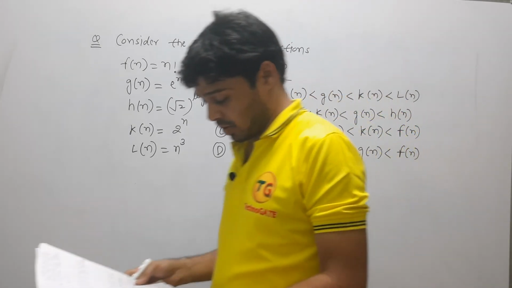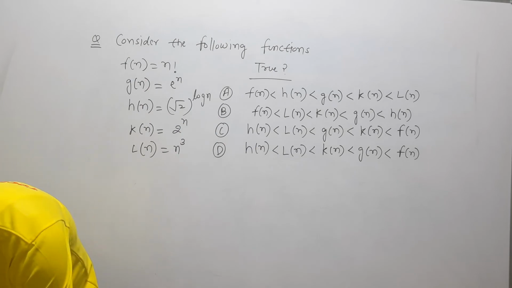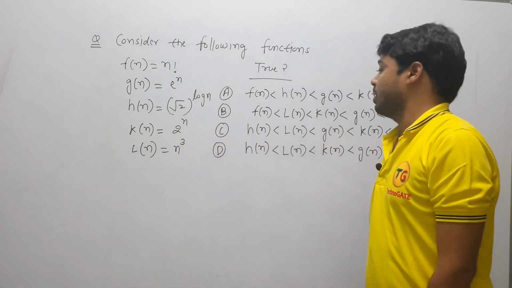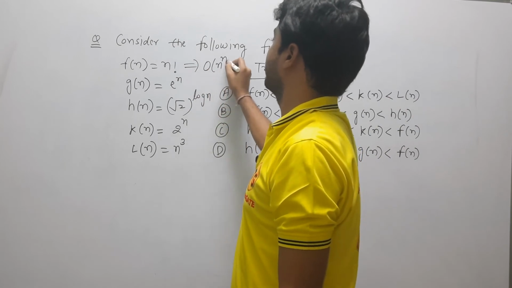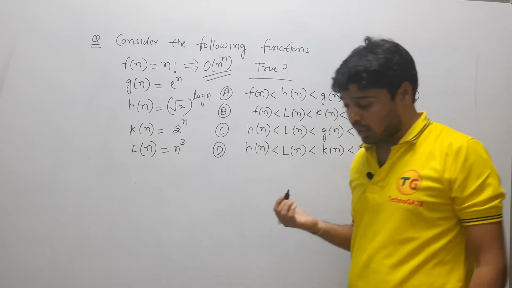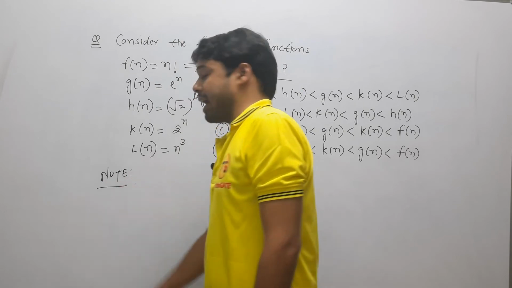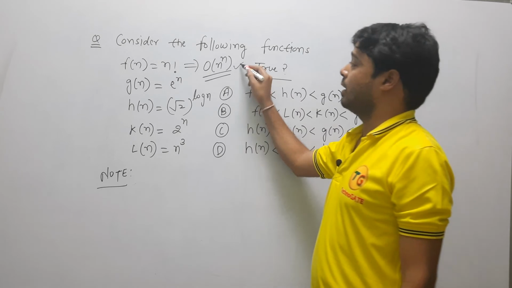Okay, so let's check which one is correct here. So f(n) is n raised to power n, so it's a bigger function. What is the note here? You know very well, exponential function growth rate is higher than any polynomial, except this one.